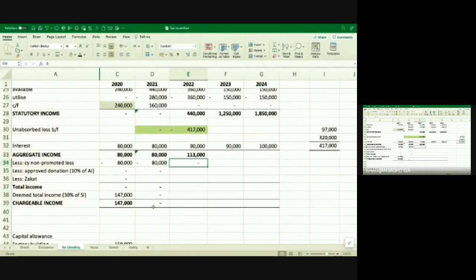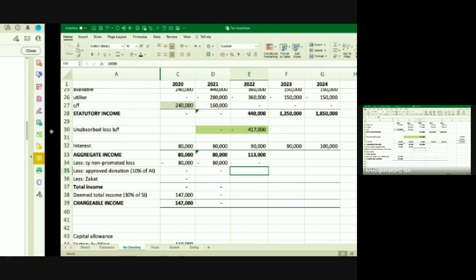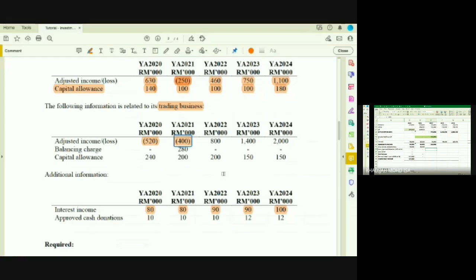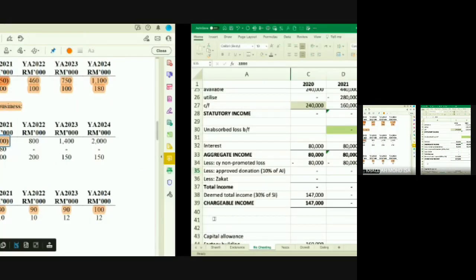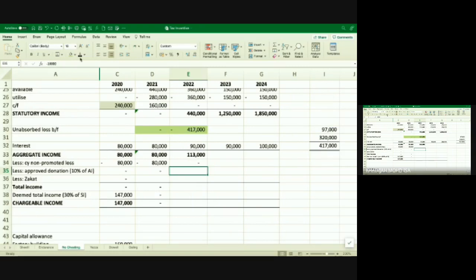But coming to 2022, you have an income of 113, and you don't have any more losses, so it means you can claim your approved donation. How much do you deduct? You donated 10,000. Can you claim 10,000? Yes, because approved donation is 10% of your AI, whichever is lower. So you donated 10,000, 10% of AI is 11.3, so you can claim all your donation.